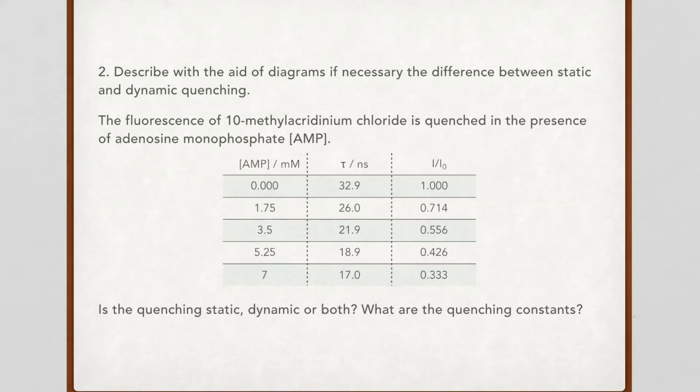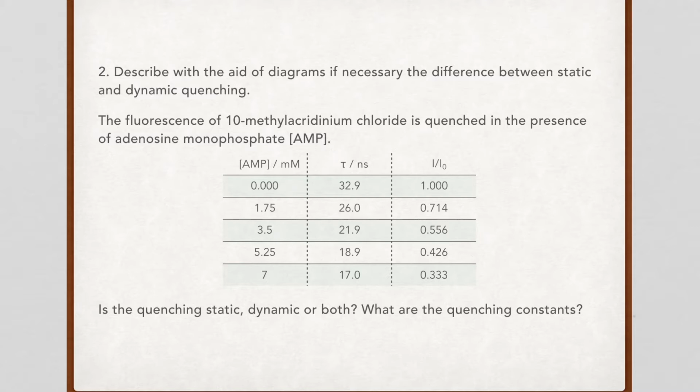So, question 2 on the workshop is a quenching question. We're given some information about methylacridinium chloride in the presence of adenosine monophosphate, and we're given both lifetime and intensity information, and asked whether the type of quenching is static or dynamic or both, and you're asked to determine the quenching constants in each case.